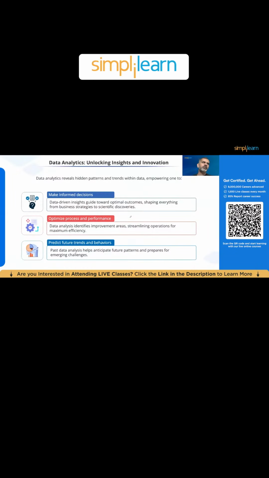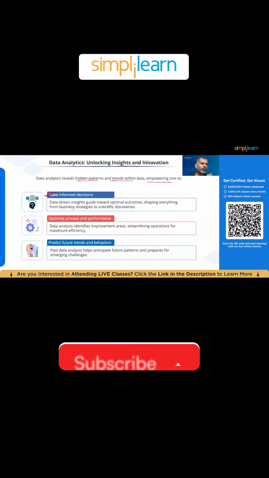So talking about the significance of data ethics and data analytics, data analytics is what? It is basically unlocking insights and innovation from your data. That's the primary objective. When we define it, it reveals the hidden patterns and trends within data that empower anyone to take decisions. It can help you to make informed decisions. I think we all understand the objective of data analytics and how it helps you to take better informed decisions.